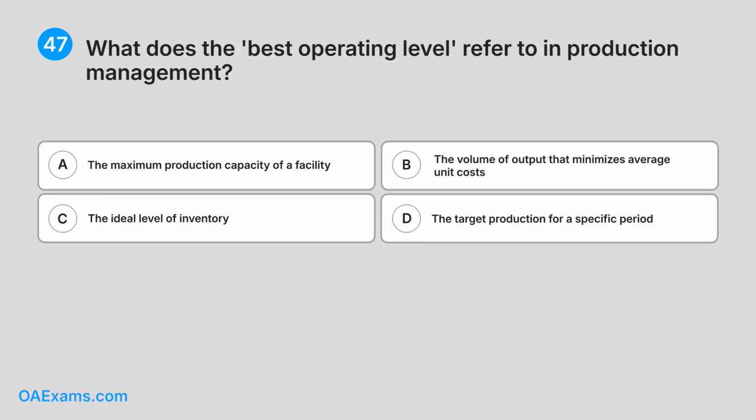A. The maximum production capacity of a facility. B. The volume of output that minimizes average unit costs. C. The ideal level of inventory. D. The target production for a specific period. Can you guess the answer?